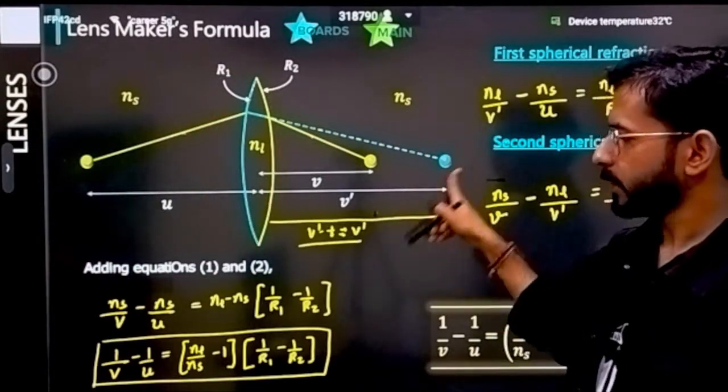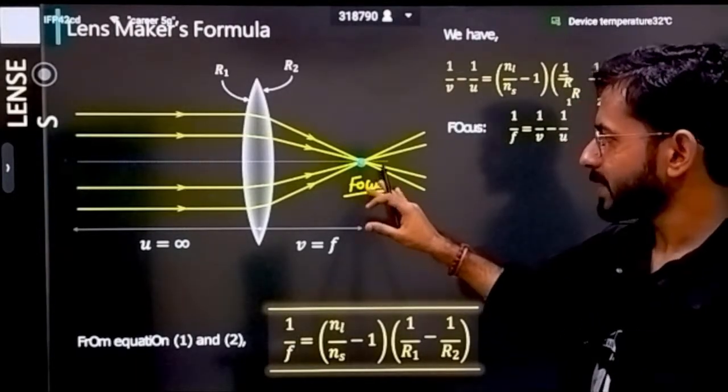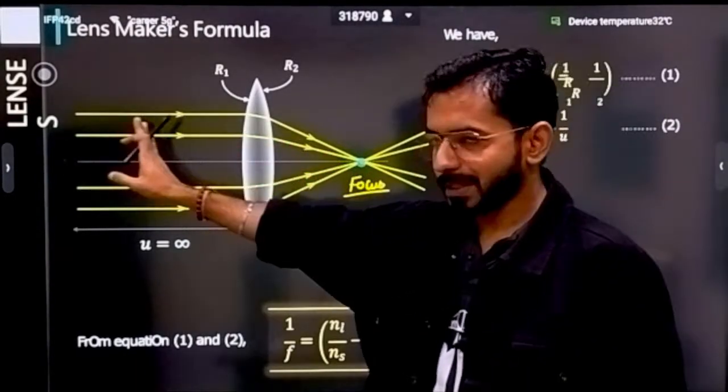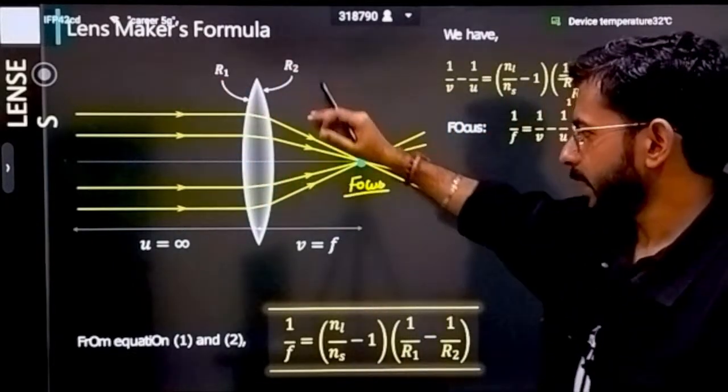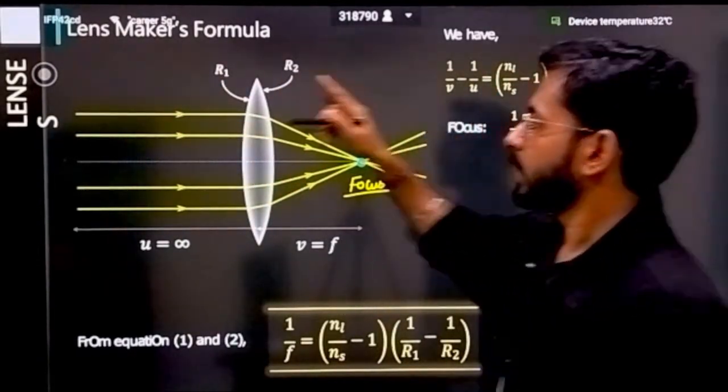Do it again by yourself, and you will get the results. So what is focus? I have already told you. Focus is the point where, if the object is kept at infinity, parallel rays will be coming and converging at the focus. Let's prove this also. Where did our pen go?